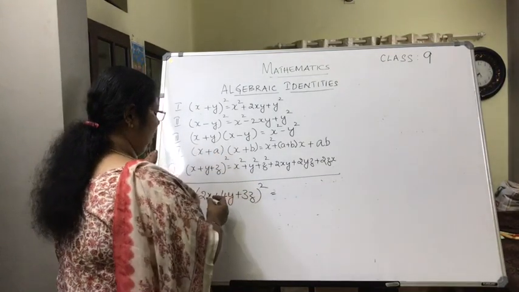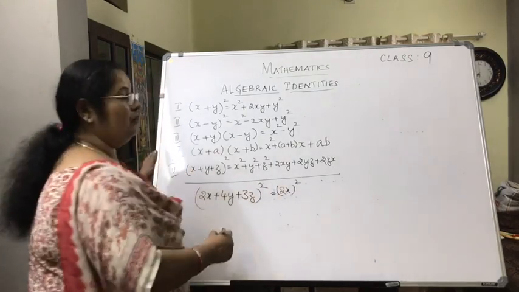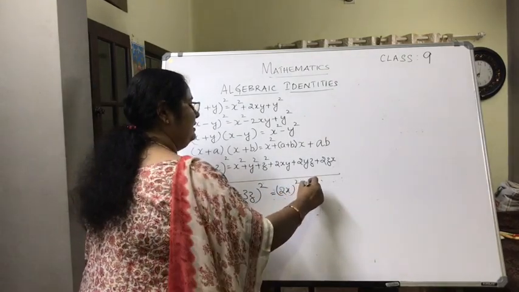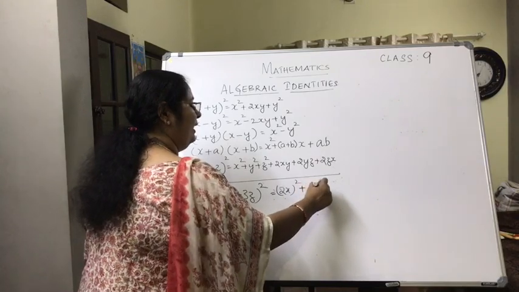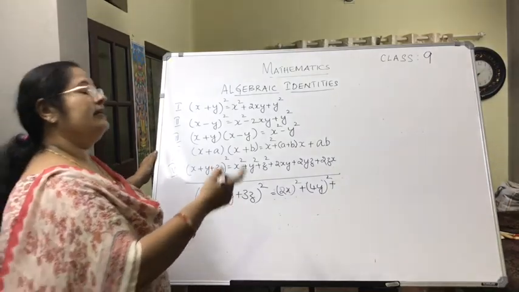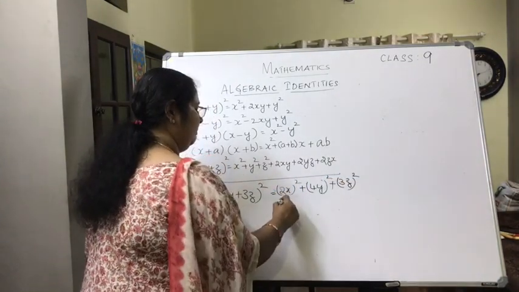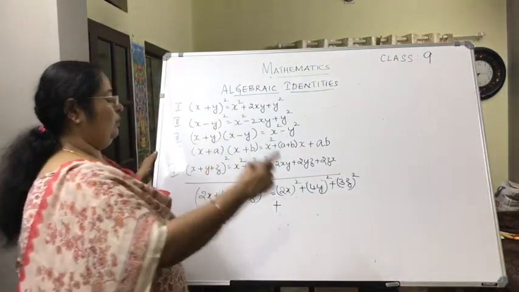So applying the identity, how will you get it? This will be equal to x square. x square here is (2x) the whole square, plus y is 4y, so (4y) the whole square, plus z is 3z, so (3z) the whole square, plus 2xy.